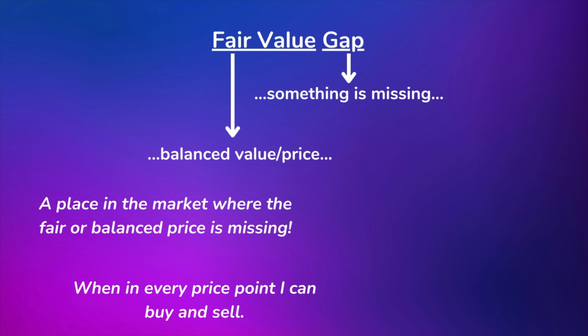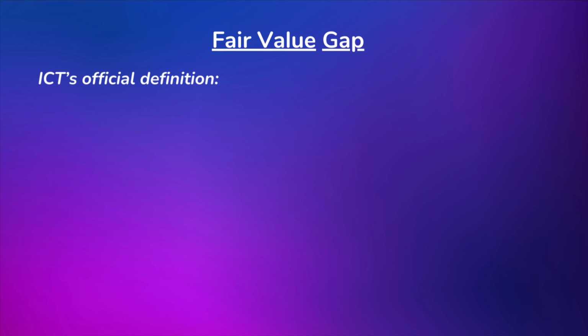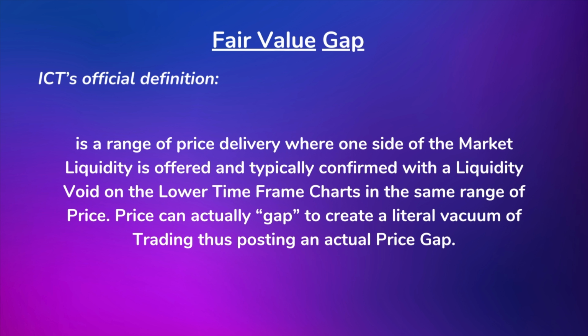But I'm sure that you also want to know ICT's official definition. And so let me take a new slide because it's a little bit long. ICT's official definition is: fair value gap is a range of price delivery where one side of the market liquidity is offered and typically confirmed with a liquidity void on the lower time frame charts in the same range of price. Price can actually gap to create a literal vacuum of trading, thus posting an actual price gap.